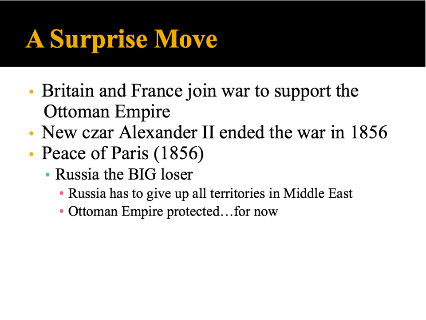The war goes on for 3 years. It's very irrelevant what happens in it. Nicholas I actually dies. He croaks out. And then we have a new czar named Alexander II. He's going to end the war in 1856 for reasons I will list later. They then have a peace treaty.